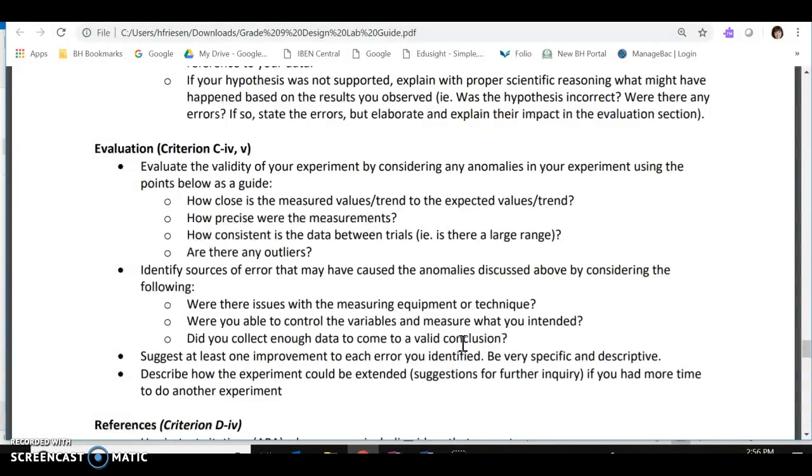We mean sources of error, things that you couldn't have predicted heading into the experiment. So curiosities or issues with the measuring equipment or the technique, ways that you had intended to control variables, but you couldn't actually do them that way. Some reason why you couldn't collect enough data to make a valid conclusion. One place you might think about is, does the simulation limit you in any way in terms of collecting enough data?